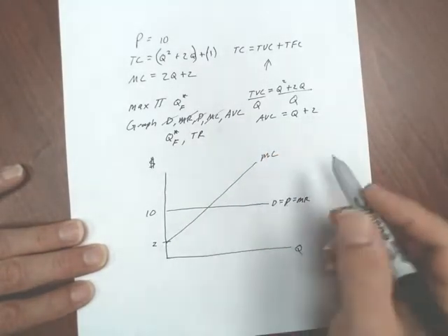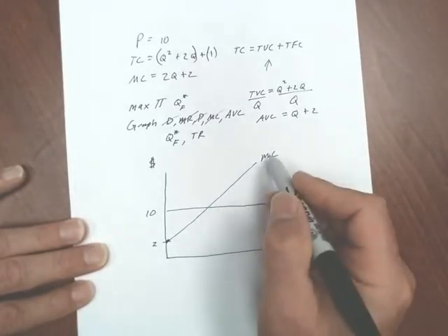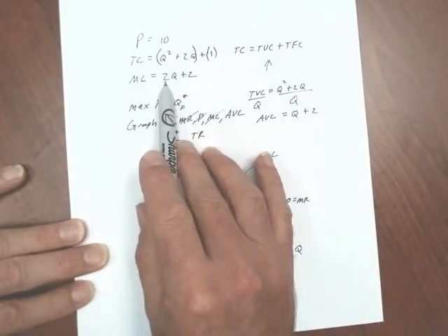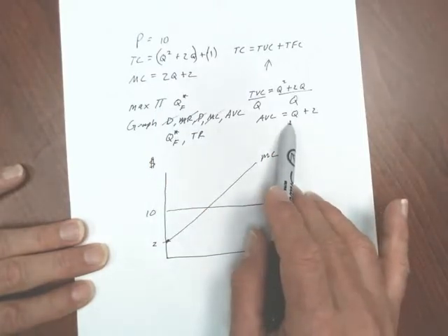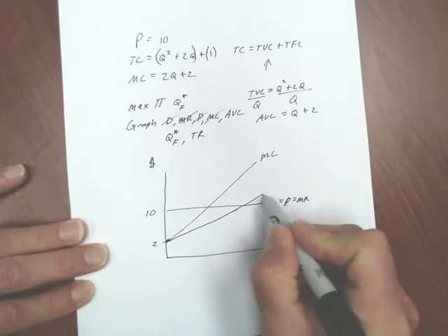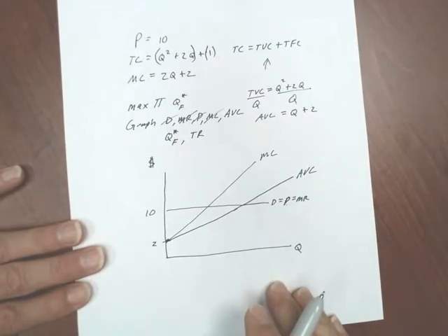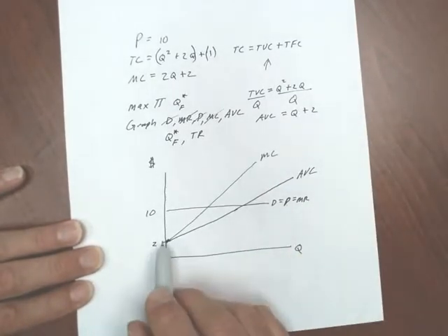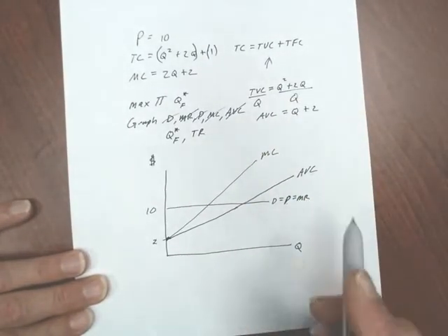So when Q is 0, average variable cost is 2. It's the same as marginal cost. But what's different here? Marginal cost had a slope of 2. Average variable cost has a slope of 1. In other words, average variable cost is simply not as steep as marginal cost is. But it starts at the same intercept. So now we've graphed average variable cost.